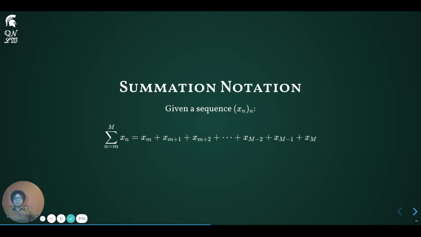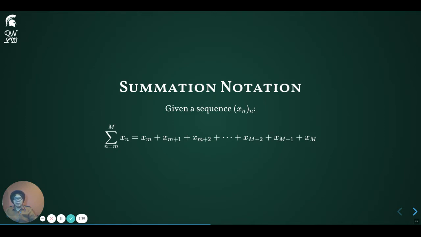Above the sigma sign, we see the letter M. This is the final index that should be summed. And to the right, we have x sub n. This represents the sequence to be summed. Frequently, this will be replaced by an explicit formula for the sequence. The sigma notation means to sum the sequence starting from the index small m, ending at the index big M.